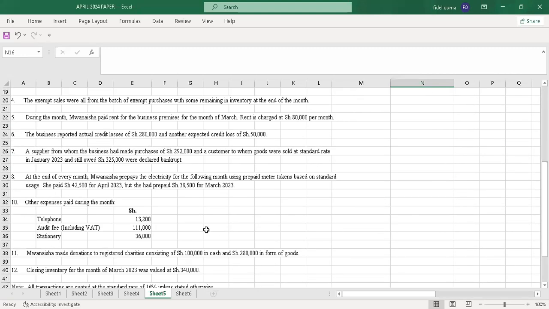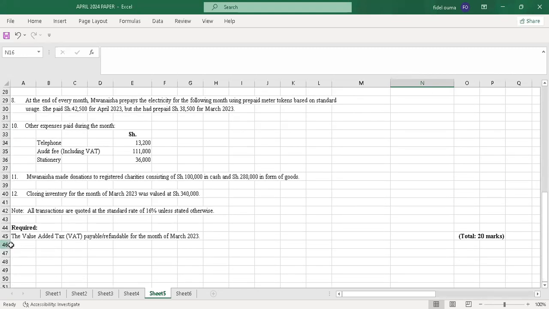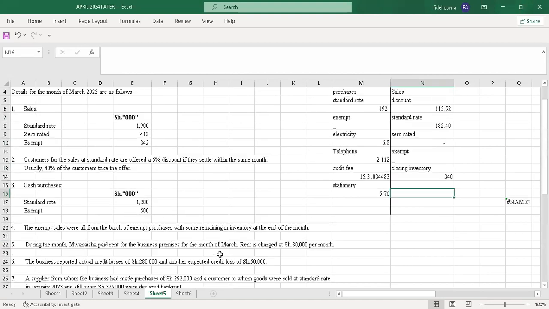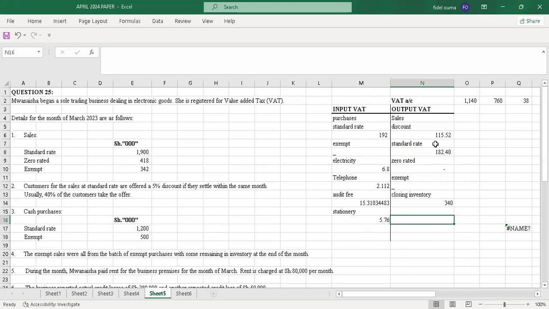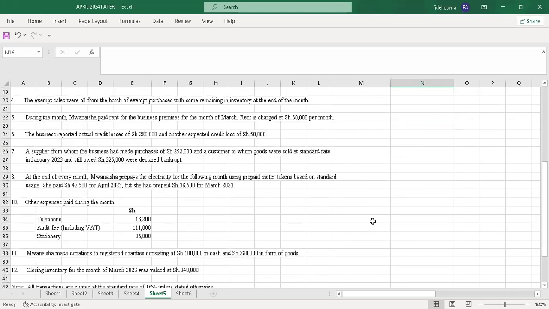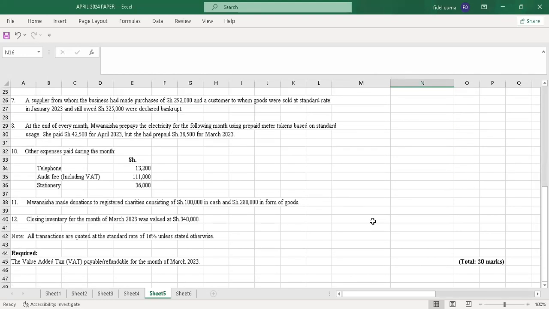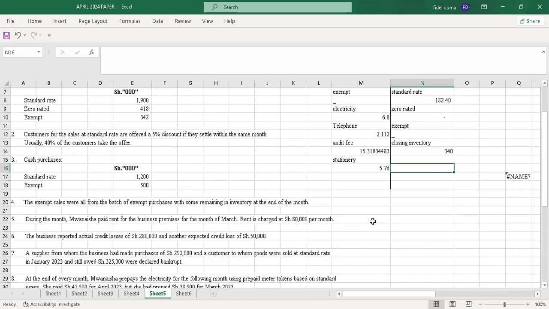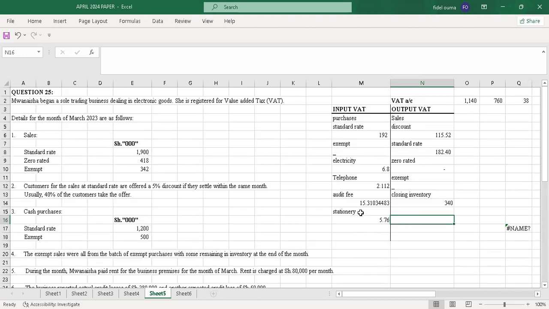So with that, I've done everything. The question was whether there's VAT payable or refundable. So we look at the values, we add the input VAT and output VAT, and we look at which side is higher than the other. The balancing figure will guide us whether it was VAT payable or VAT refundable, whether there was a claim, or there was something for Mwanaisha to pay back. So I'll just do my working here.